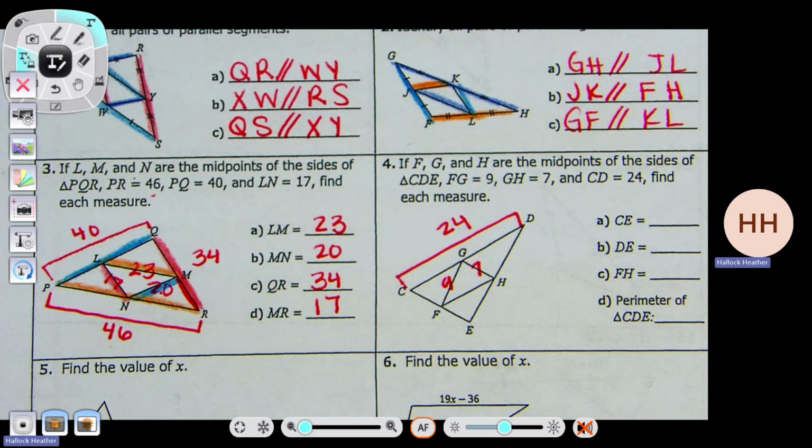So what's the perimeter of CDE? It's all the outside letters. You're going to add up the outside numbers. This is 7, so that one is 24. How much is it?